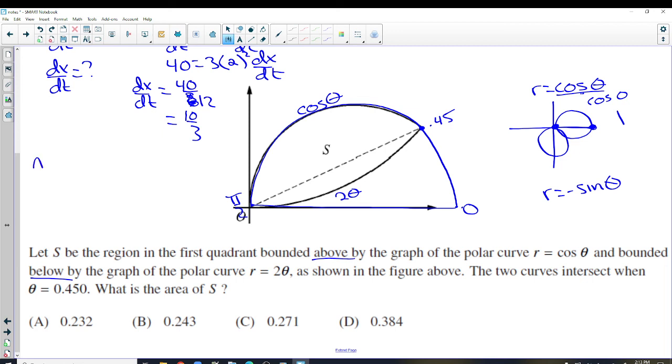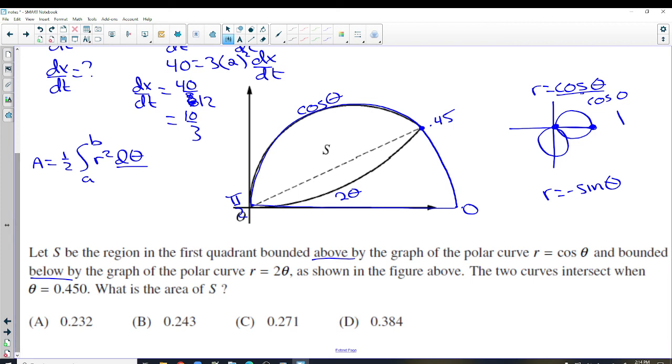The area of a polar graph is, I'll remind you, 1/2 integral from a to b of r squared d theta. It comes from the area of a sector. The area of a sector is 1/2 r squared theta. Well, our thetas are tiny little thetas. There's an infinite amount of them, and we add them all up. It's integral.